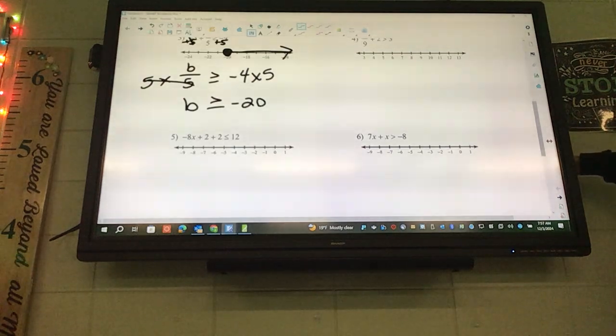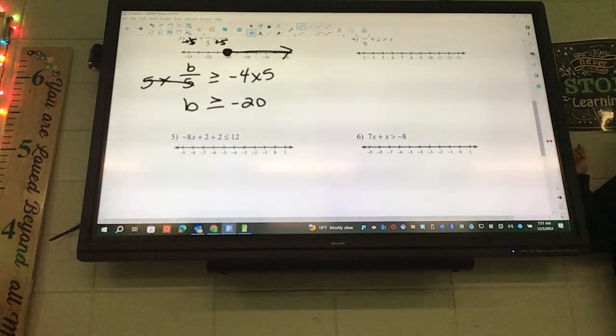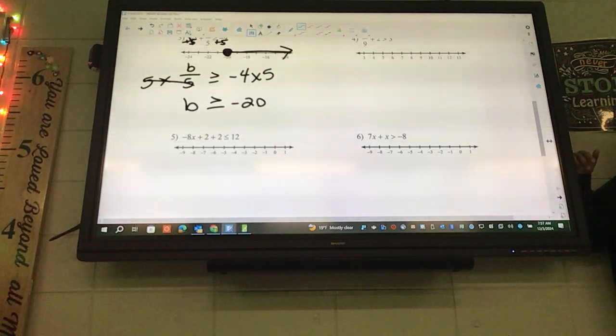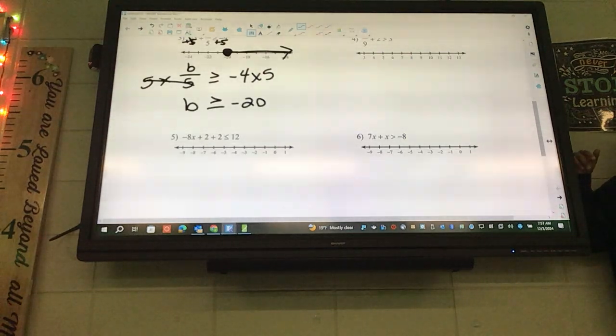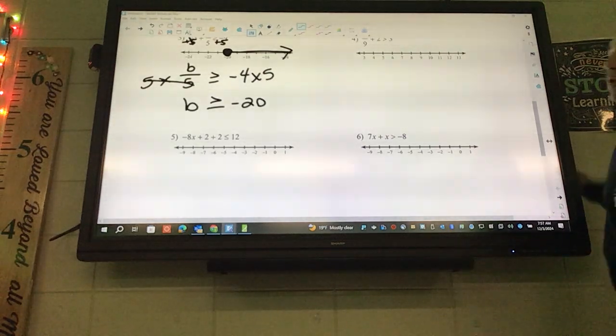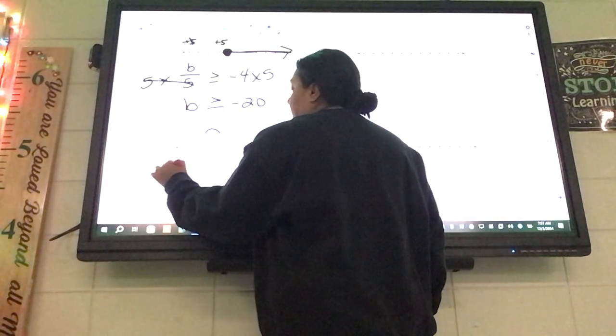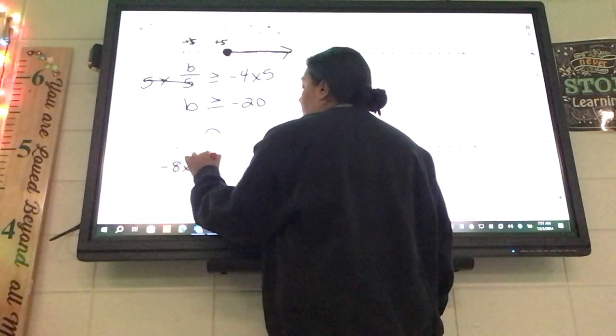Look at 5, and here's where we start just going through the steps. Is there parentheses? No. Can we combine anything? Yes. Those are the first 2 steps you should always check no matter what. So yes, we can combine. What can we put together? 2 plus 2. What is 2 plus 2? 4. So it's going to be -8x plus 4.